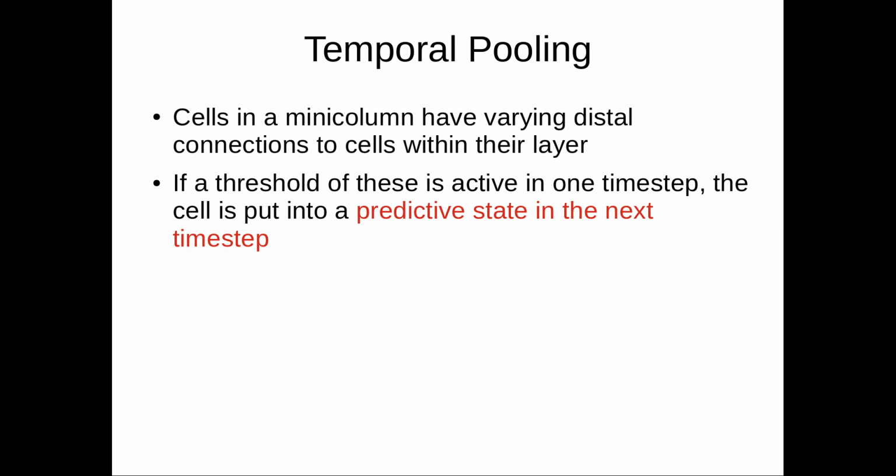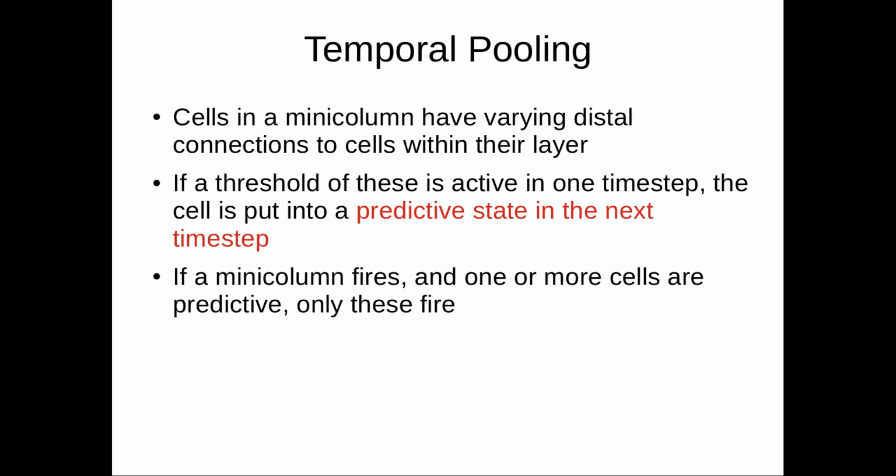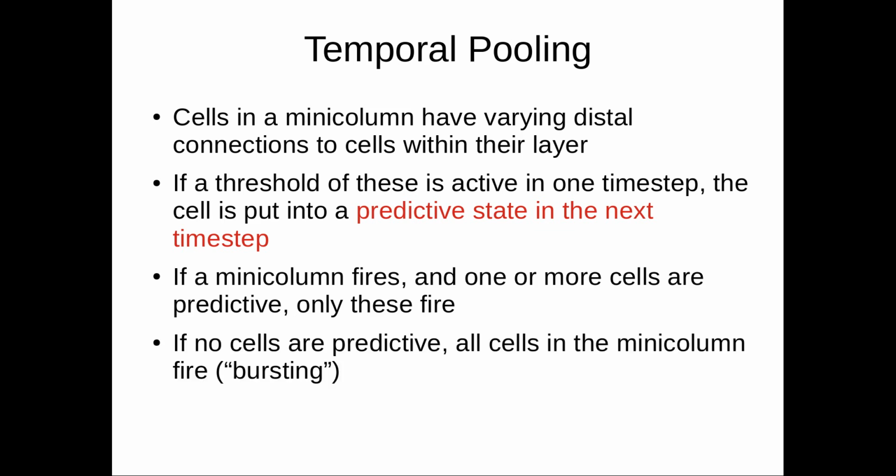Now, what this does is that if now a mini-column fires, and one or more cells within that mini-column are predictive, only those fire instead of the entire column. If no cells are predictive, like before, all the cells in the mini-column fire. This is also called bursting.